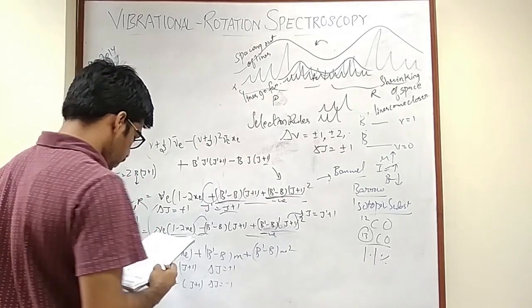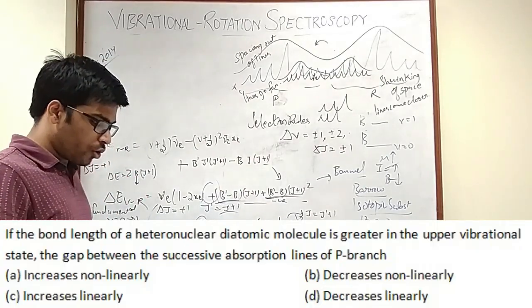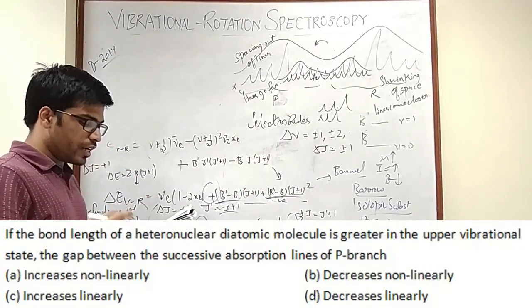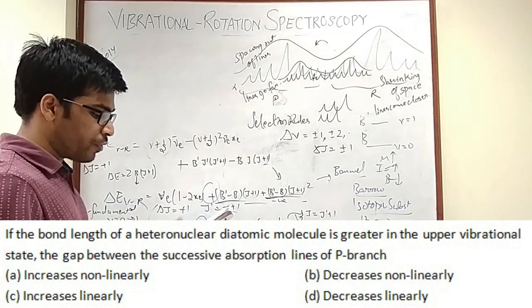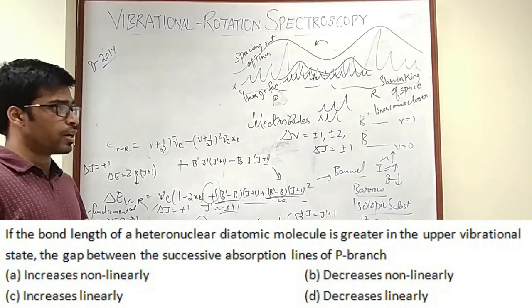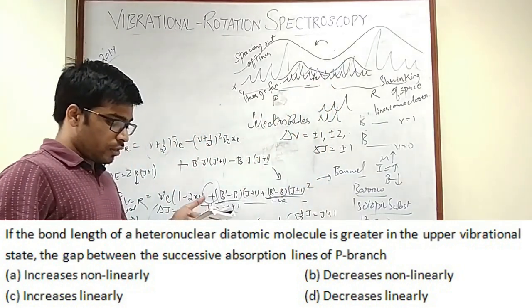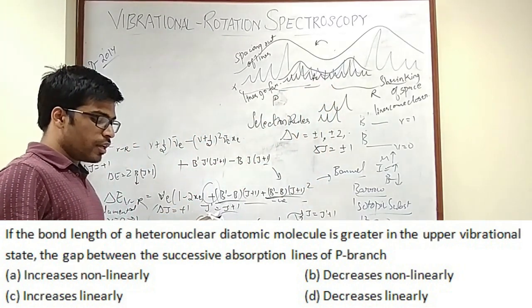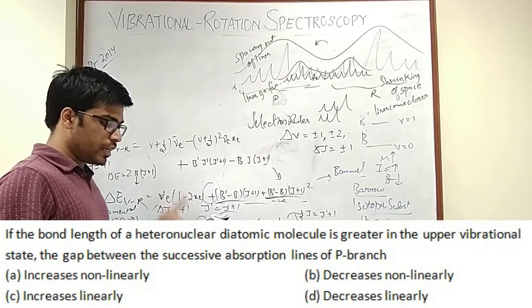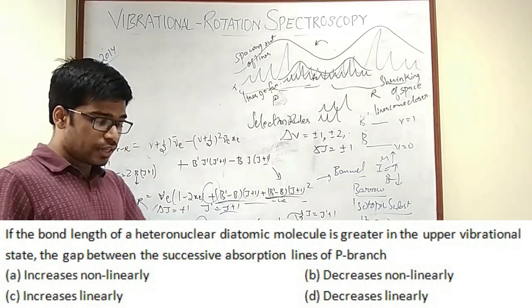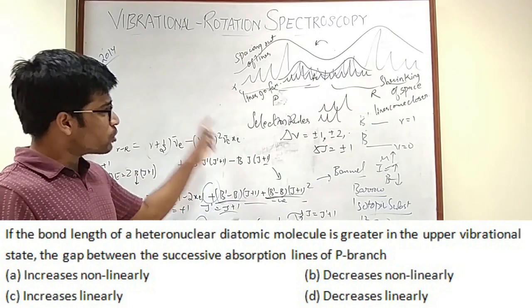The question says, if the bond length of a heteronuclear diatomic molecule is greater in the upper vibrational state, the gap between the successive absorptions of the P branch, that means we are considering the P lines, what is it going to be? Increases non-linearly, decreases non-linearly, increases linearly, or decreases linearly. It is never going to decrease. The gap is going to increase.